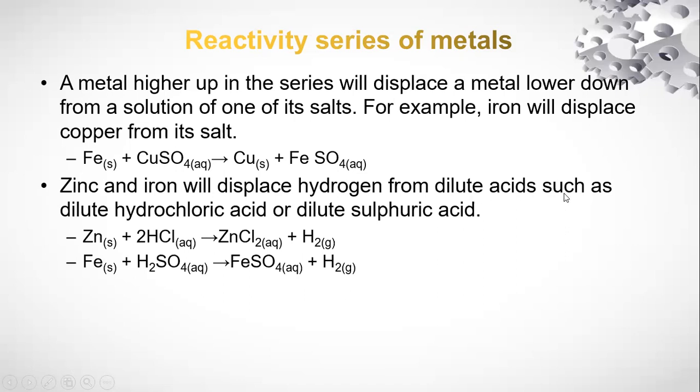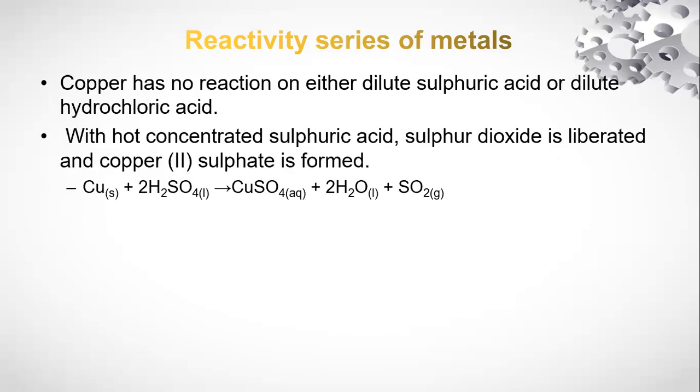Also, zinc and iron will displace hydrogen from dilute acids such as dilute hydrochloric acid or dilute sulfuric acid. As you can see in the reaction, zinc plus hydrochloric acid, the zinc will displace the hydrogen and result in zinc chloride plus hydrogen gas. And also iron, when it reacts with dilute sulfuric acid, results in iron sulfate plus hydrogen gas. Copper has no reaction with either dilute sulfuric acid or dilute hydrochloric acid. So you have to note that.